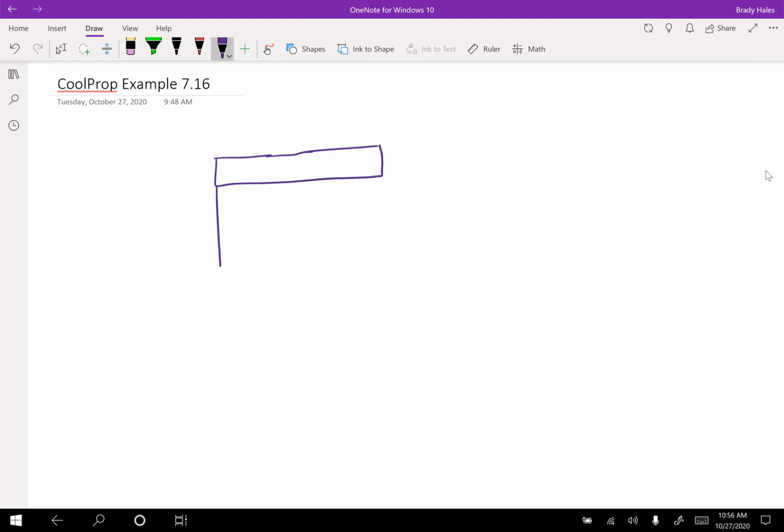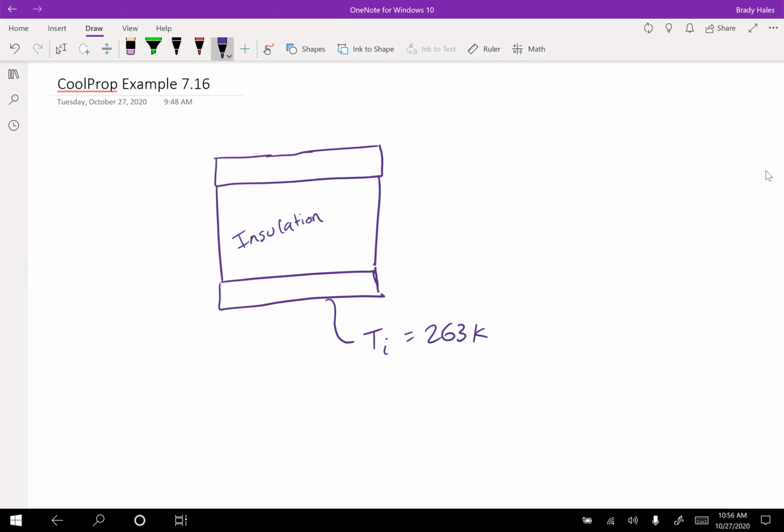So let's see. In 7.16, in the 8th edition, if you want to look that up, I'll give you enough detail here, but if you want to look it up in more detail, it is 7.16. We have this refrigerator truck with some inside temperature, and they actually tell us that that's 263 K. This middle part is insulation, and essentially you just have two plates sandwiching the insulation. This is the surface temperature, which is what we're actually solving for.